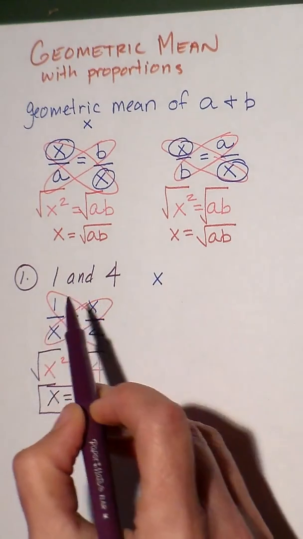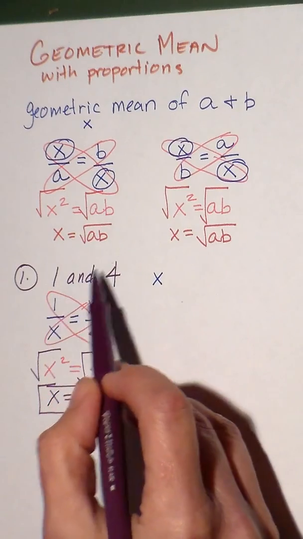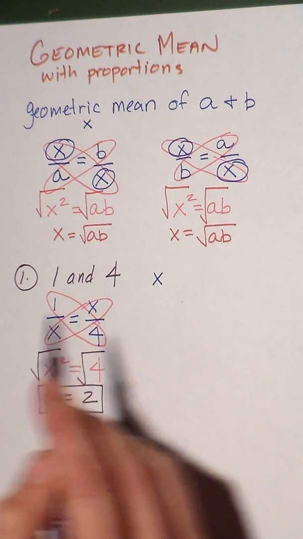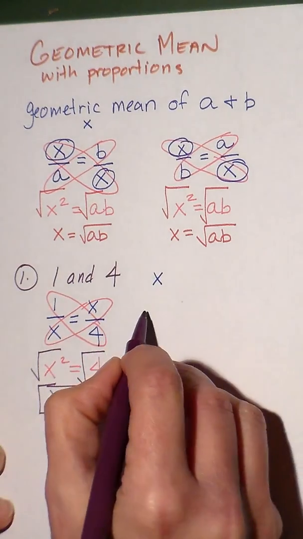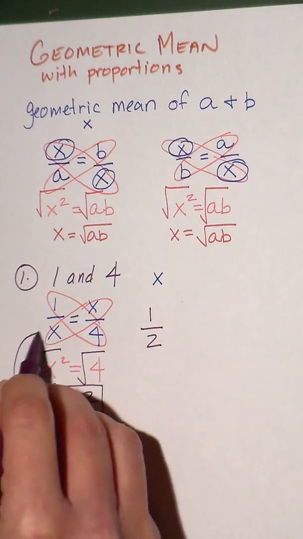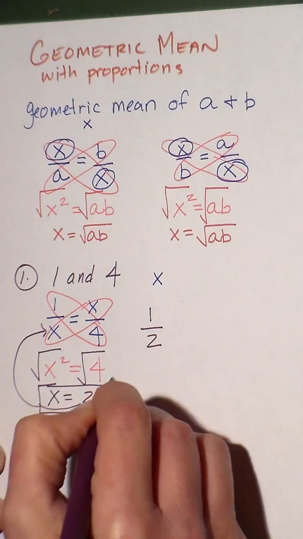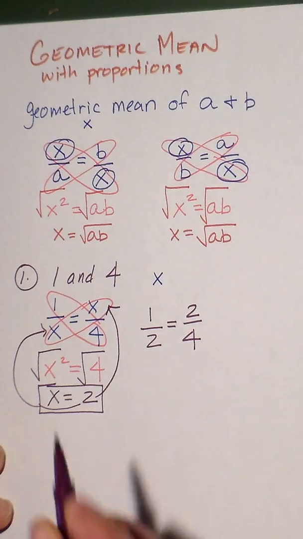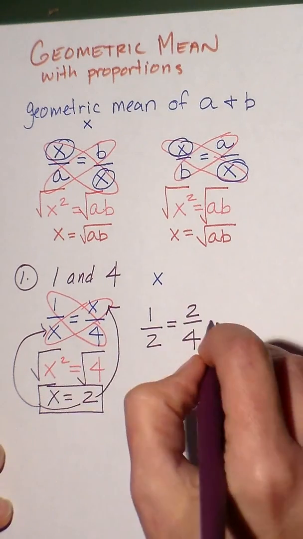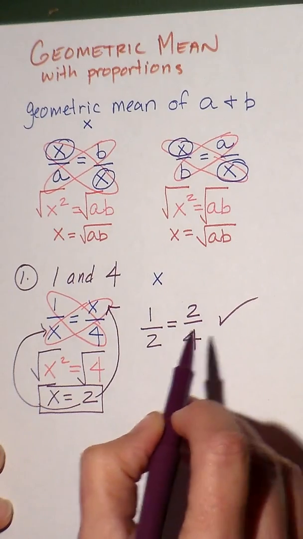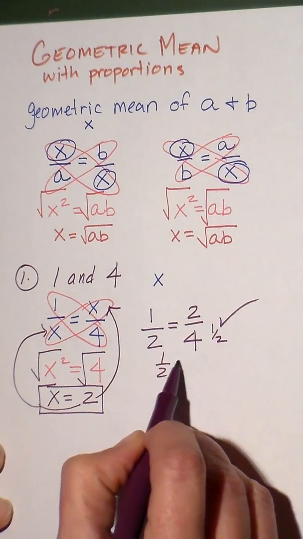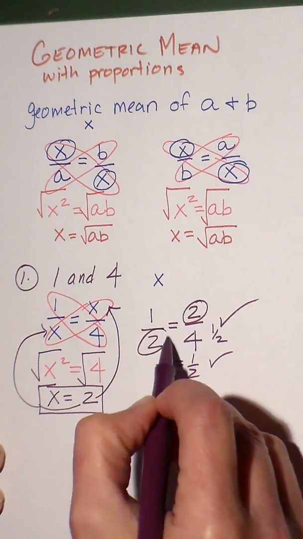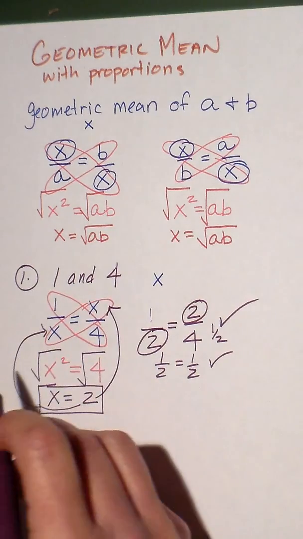Now you could have also done x over 1 equals 4 over x, like I showed you up here. You could have done it both ways and you would have gotten the same thing. So let's check our answer. If I plug in 2 there and 2 there, does 1 over 2 give me the same fraction and the same relationship as 2 over 4? And the answer is yes, because 2 over 4 reduces to 1/2. So 1/2 equals 1/2. That is a good ratio. That means that 2 is in fact the geometric mean of 1 and 4.